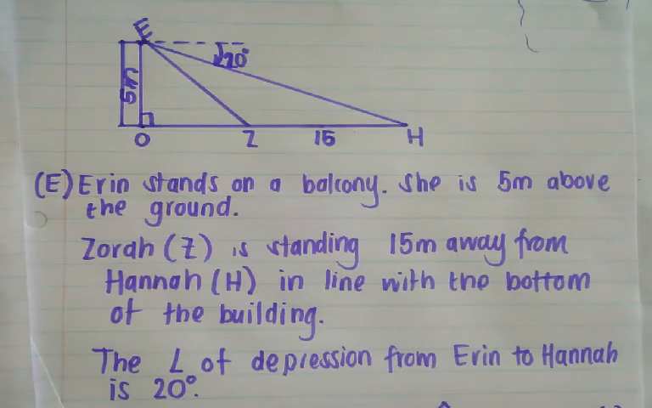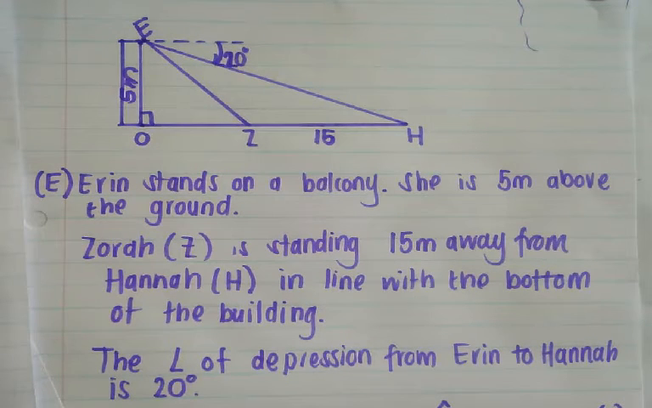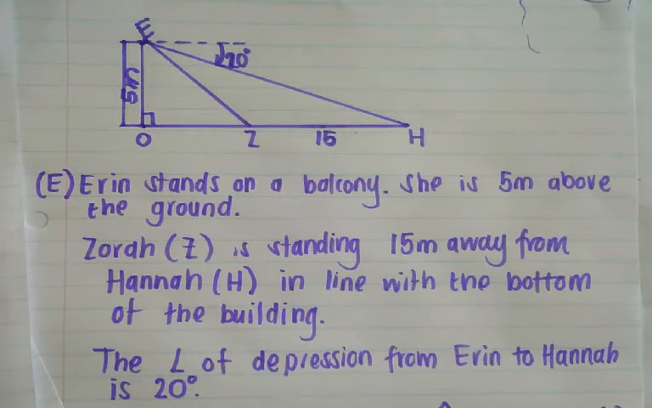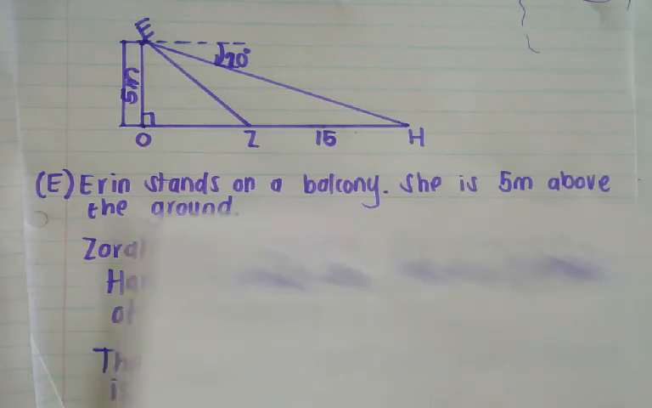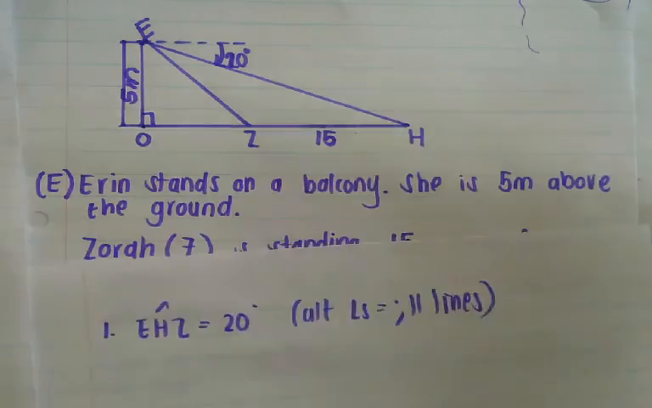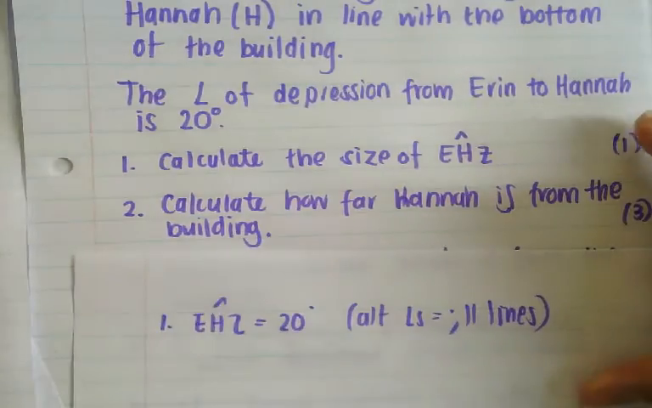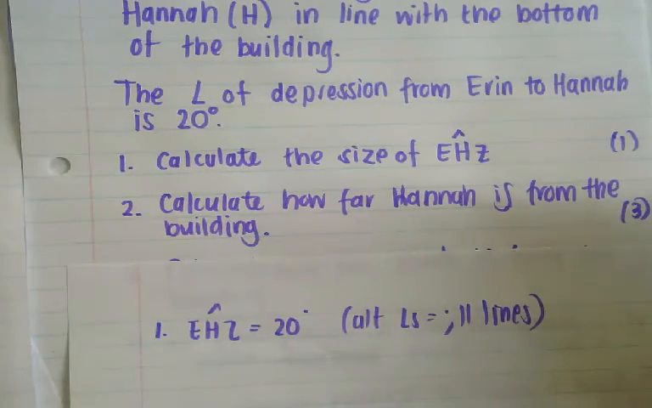This is a 3 marker. 1 mark. 3 marks. 2 marks. Okay. So we know that EHZ is 20 degrees. I have to give a reason, both for 1 mark. We have parallel lines. And I can just say parallel lines even though I don't know what those parallel lines are. My next question asks, calculate how far Hannah is from the building.